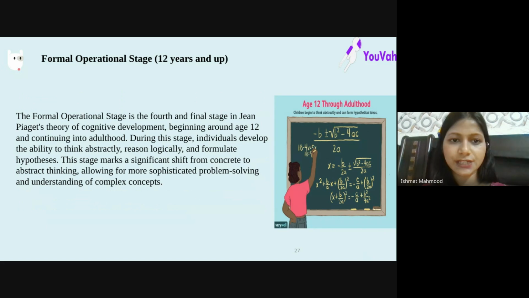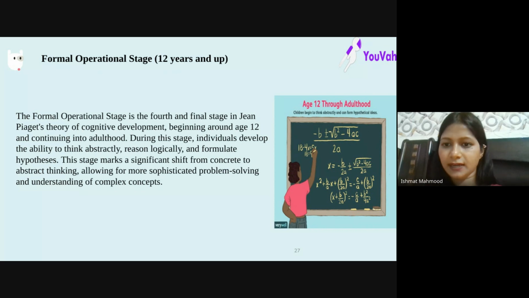So the next stage is the formal operational stage, which begins at the age of 12 and beyond, like 12 and up, right? Anybody would like to talk about this? Okay, Ashita, yes.